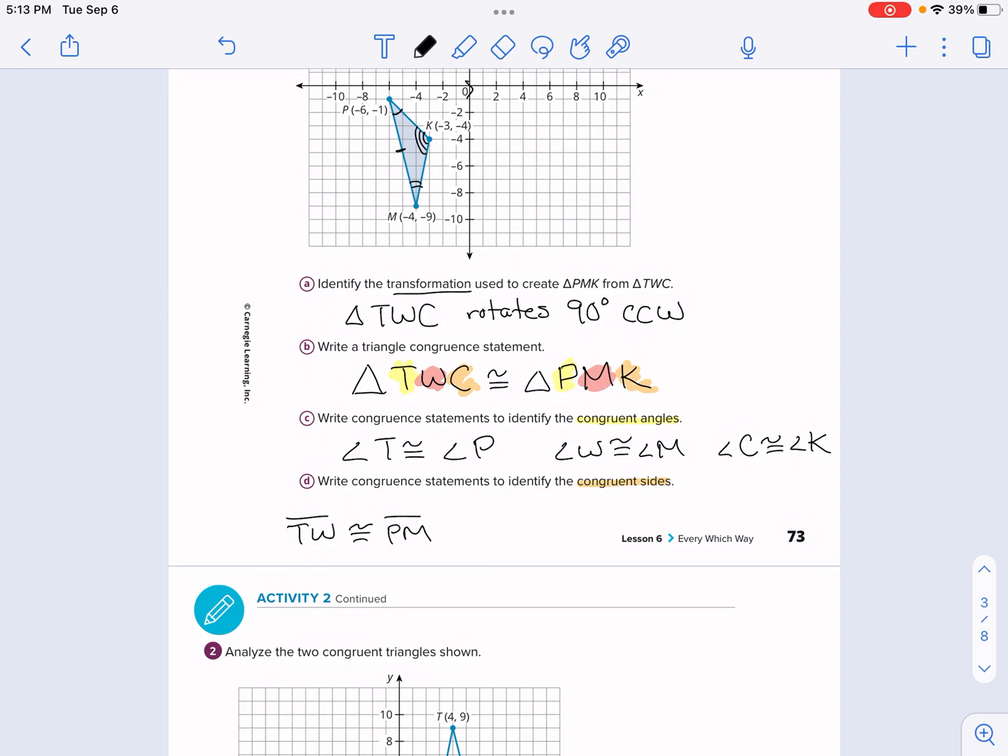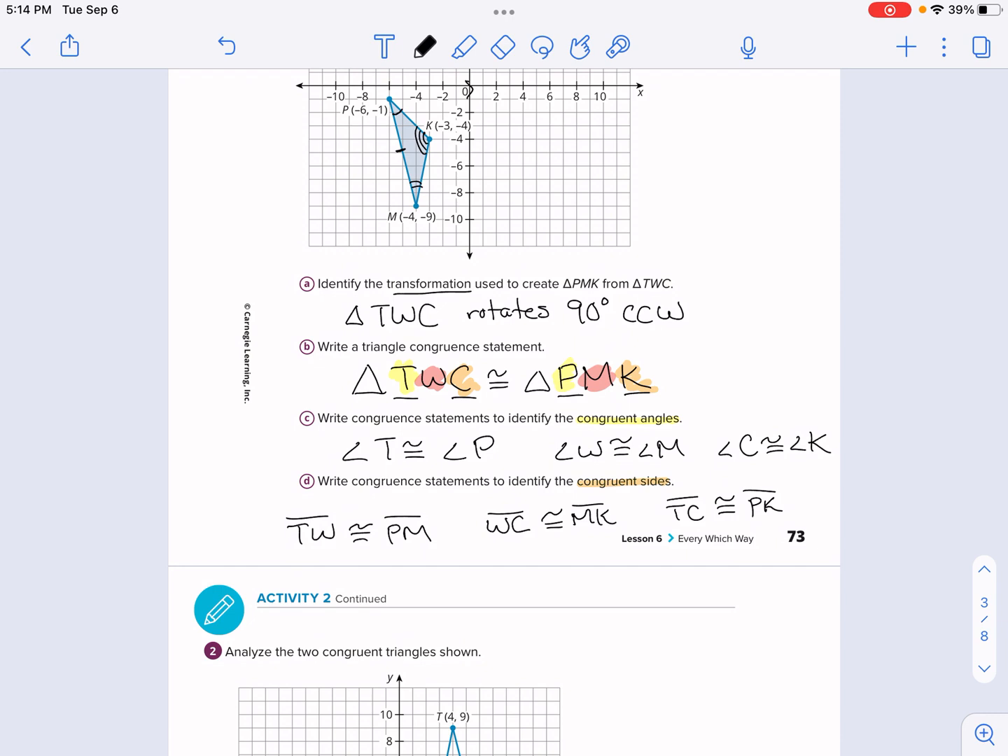All right, I'll get rid of those lines. Let's go next to line segment WC. That's the second and the third. That's congruent to the second and the third here, which is line segment MK. And then finally, the last one here, we'll say TC. So the first and the third, that's going to be congruent to line segment PK. So line segment TC is congruent to line segment PK.